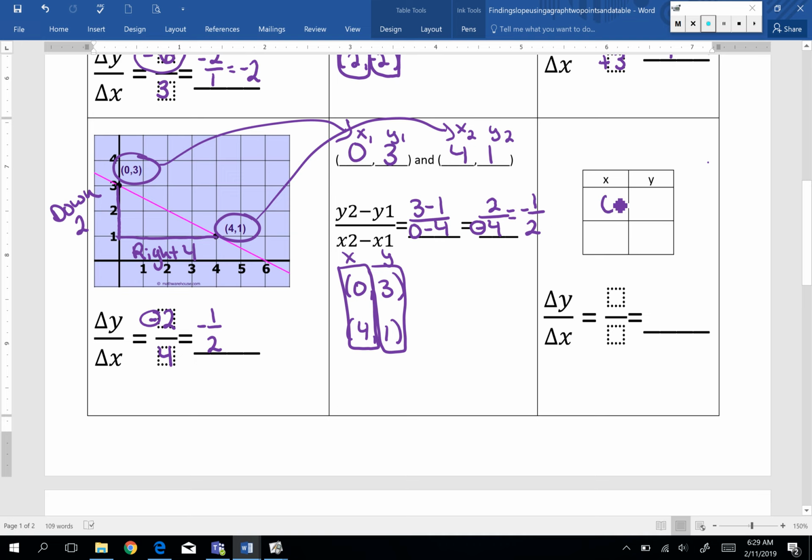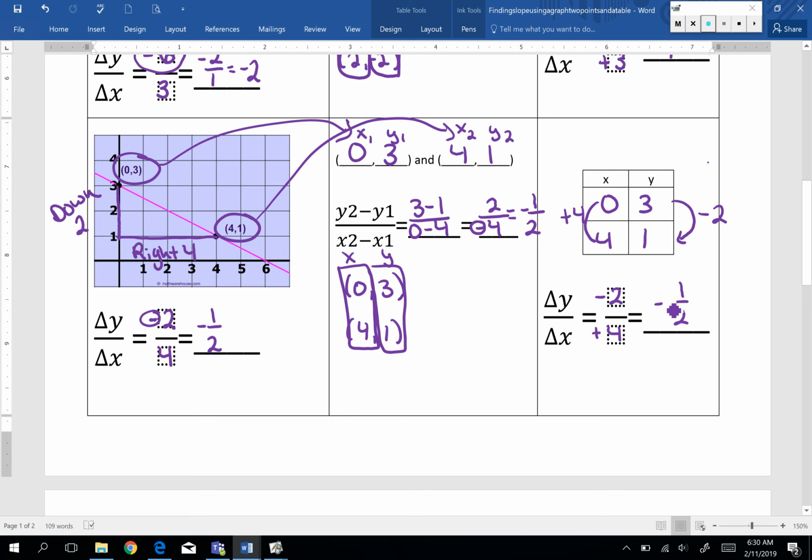In that third box, we take our ordered pairs once again, we transfer them over. The change in Y, to get from 3 to 1, I subtract 2. To get from 0 to 4, I add 4. Change in Y is negative 2, change in X is positive 4. Negative 2, positive 4, we once again have negative 1/2. Again, guys, all three boxes you should get the same result.